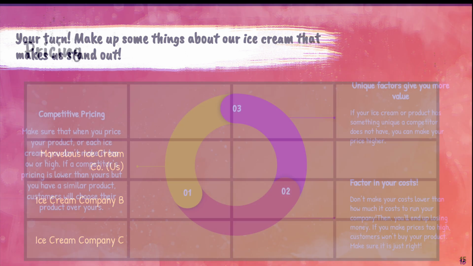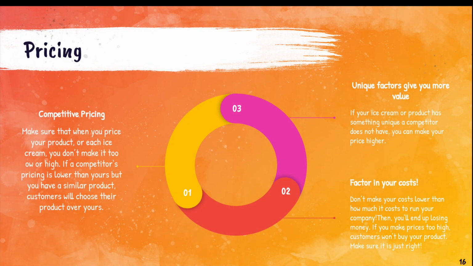Now let's talk about pricing. There are three main factors to deciding the price of your product or service. The first is competitive pricing. Now, when you give the ice cream a price, you don't want to make it too high or too low. If it is too high, customers will buy ice cream from companies that sell it cheaper. If your price is too low, you might lose money.